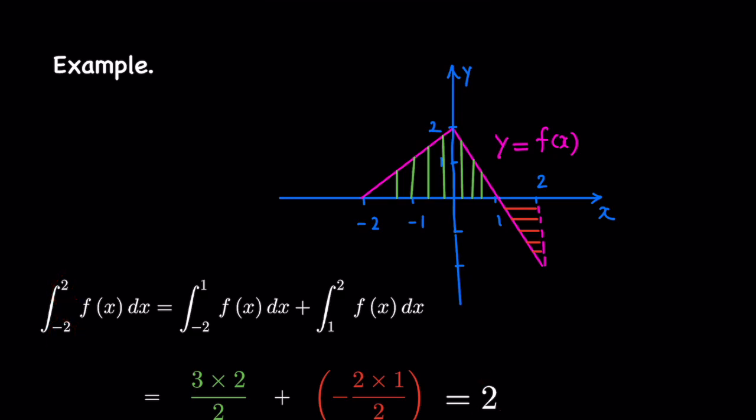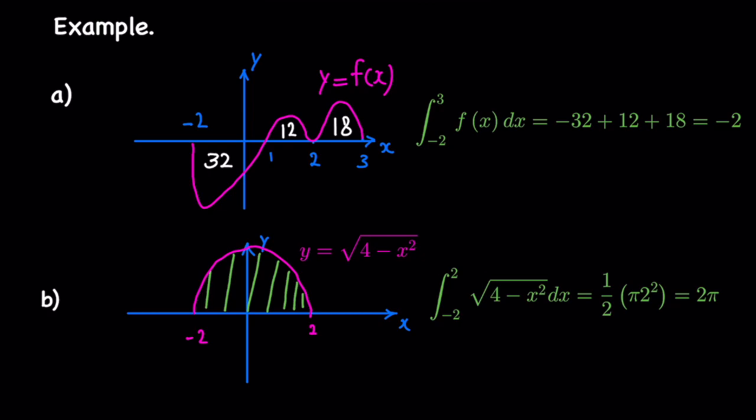That's because of the sum of the area of the green triangle and the area of this red triangle, which has a negative area. If you just add these numbers, you're going to get 2.